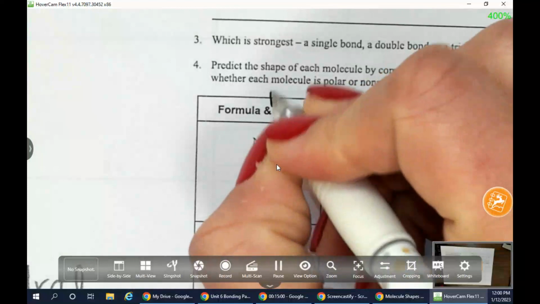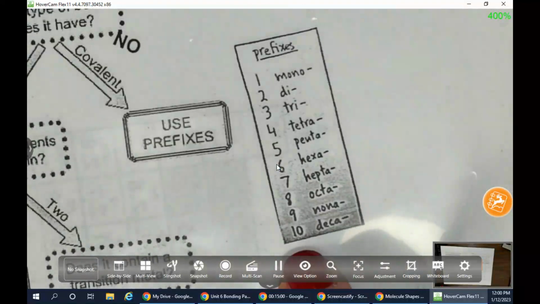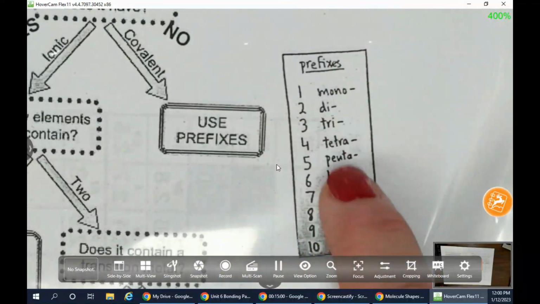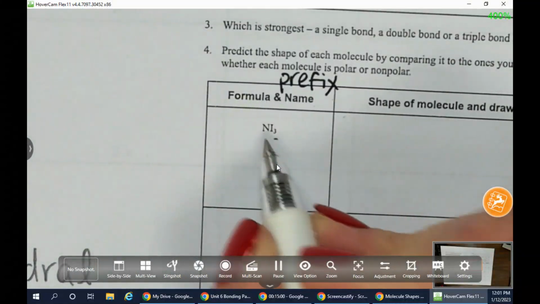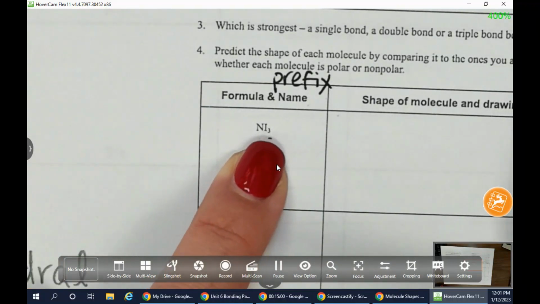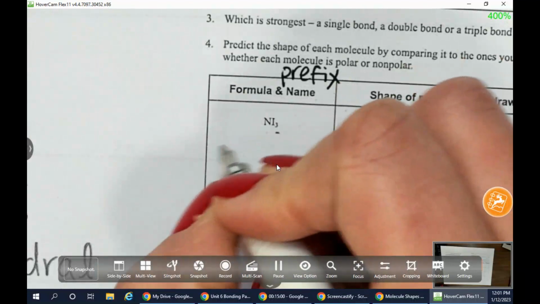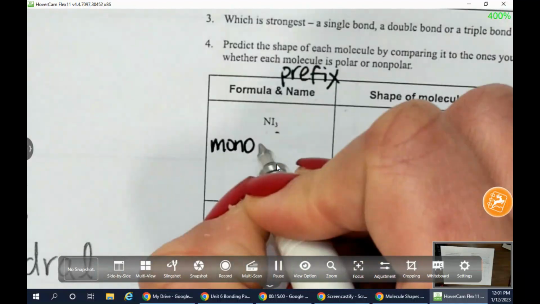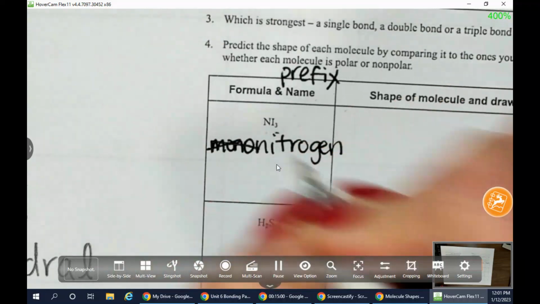So with the naming, remember, the prefixes are on your resource page. They were up here in the top right. So we would look up what the prefixes are and put those where they need to go. They represent what these little numbers are. So if I only have one nitrogen, remember, we don't put mono on the first one. We would have originally put mono, mononitrogen, but we're going to go ahead and leave the mono off. If you want to write it just to help yourself out, you can. So mononitrogen, and we're going to cross out the mono because we don't need it. Don't ever write mono on the first.